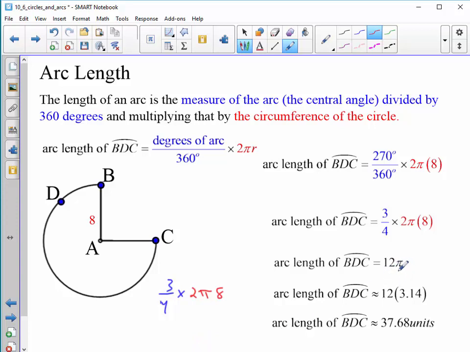Let's make this more formal for a description. The measure of this major arc is 270 degrees. And if it's 270, I should write that, 270 degrees from here around to here. So if it's 270 degrees, then the proportion of this arc out of the whole circle is going to be 270 out of 360 degrees times the circumference, which gives you the same answer, 12 pi. And there's the decimal approximation. Okay, next one.